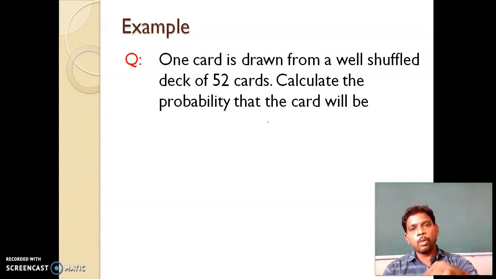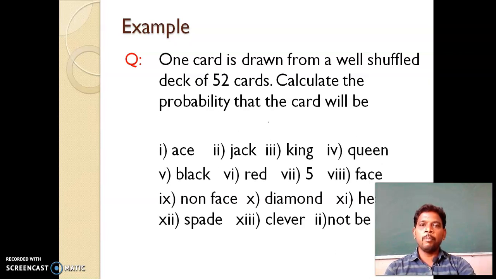Suppose we are going to draw one card out of 52 cards. What is the probability that the card will be of these kinds: ace, jack, king, queen, black, red, 5, face? These are all the questions. So how many events are there here? The events number 12.